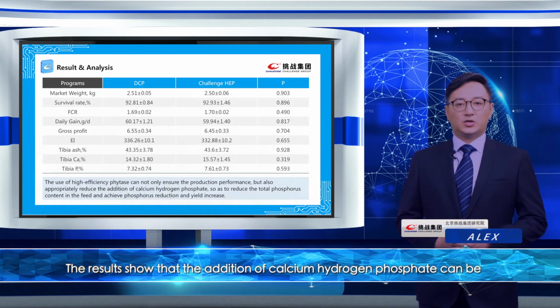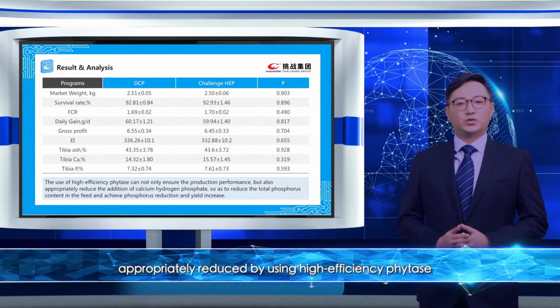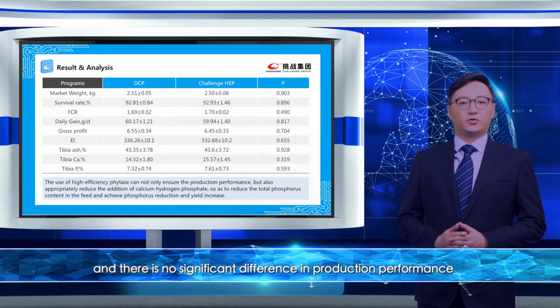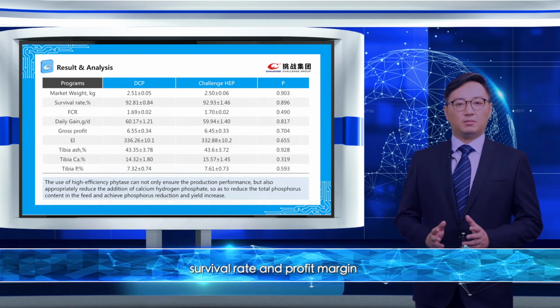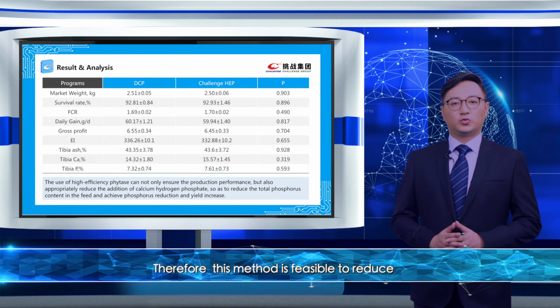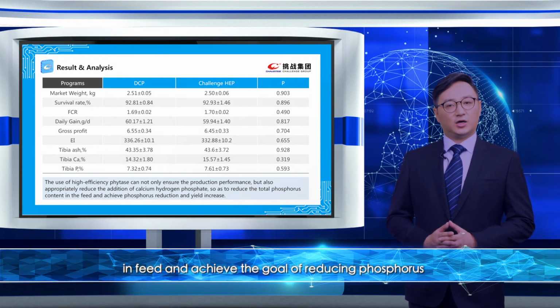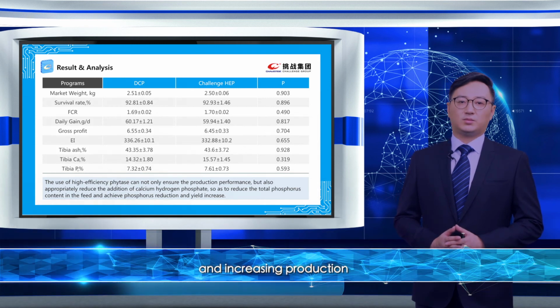The results show that the addition of DCP can be reduced by using high-efficiency Phytase, where there is no significant difference in production performance, such as feed ratio, survival rate, and profit margin. Therefore, this method is feasible to reduce the content of total phosphorus in feed and achieve the goal of reducing phosphorus and increasing production.